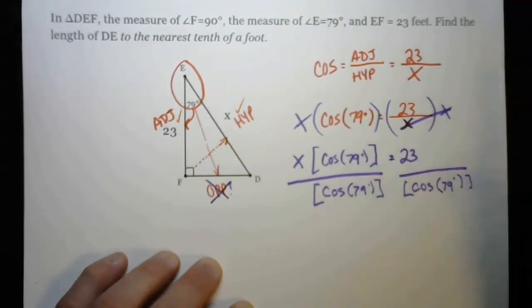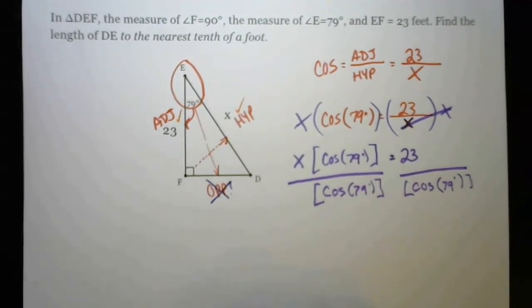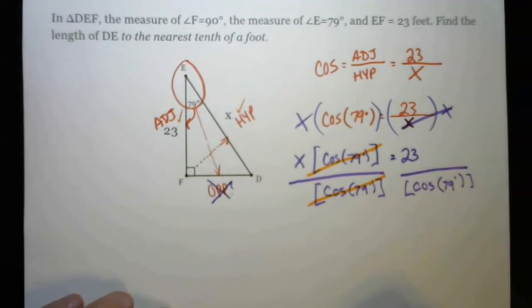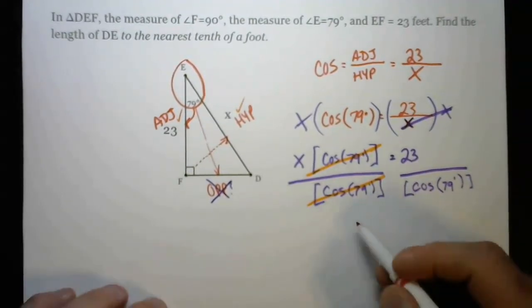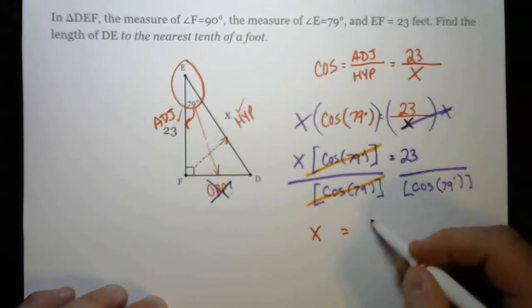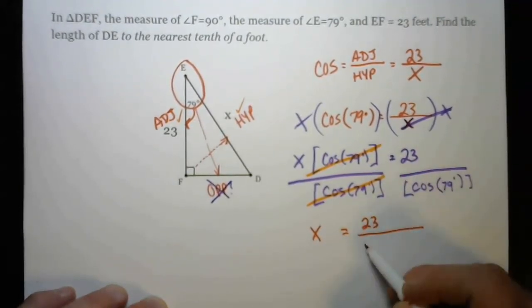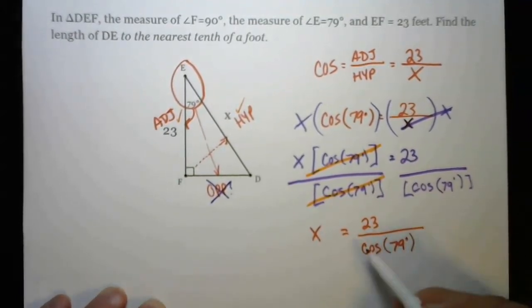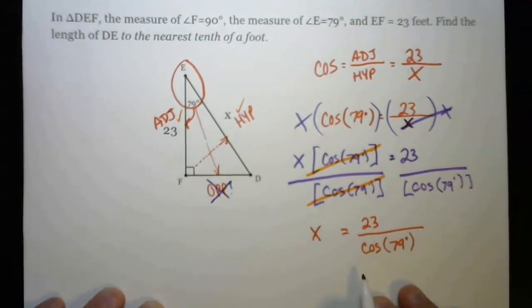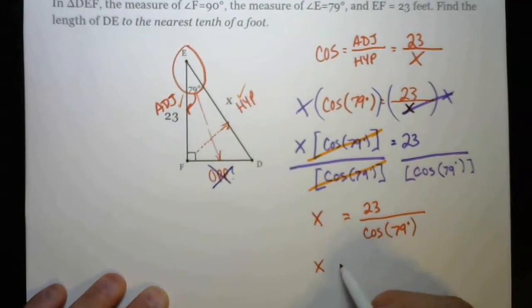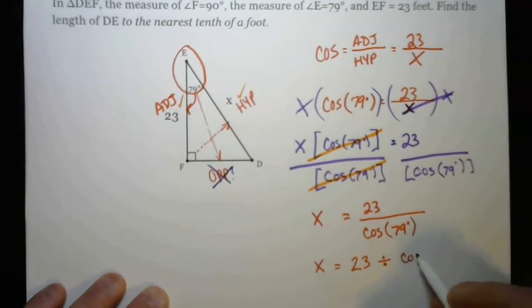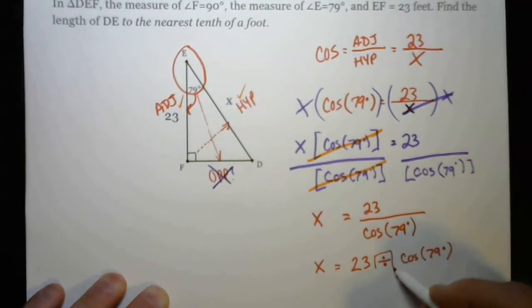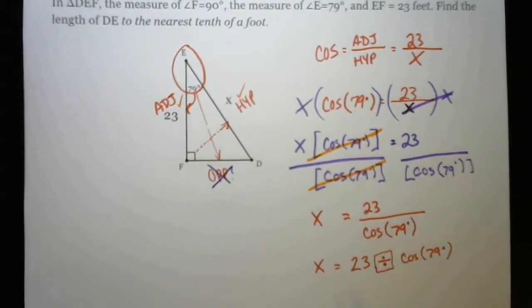X times the cosine of 79 degrees divided by the cosine of 79 degrees is going to leave me with just x, right? And I can rewrite this as x equals 23 over the cosine of 79 degrees. Okay? And the way I'm going to enter this into my calculator, I'm going to enter it as x equals, but the part I'm going to enter in my calculator is 23 divided by cosine 79 degrees. Right? This is going to be a keystroke here. 23 divided by cosine 79 degrees.